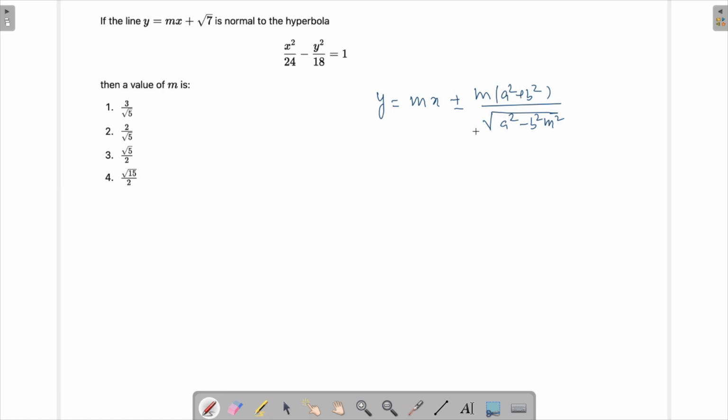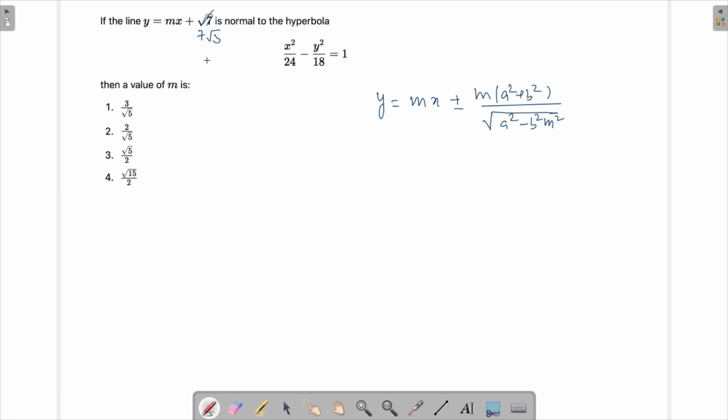So this is the equation of the normal to the hyperbola, right? If we remember this, then this question is easy. In this case, we have to compare this equation with this equation. And what we can see is that my value here has to be not root 7, but rather it has to be actually 7 root 3. This is actually 7 root 3.